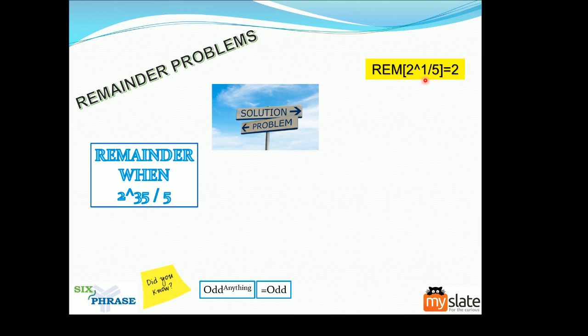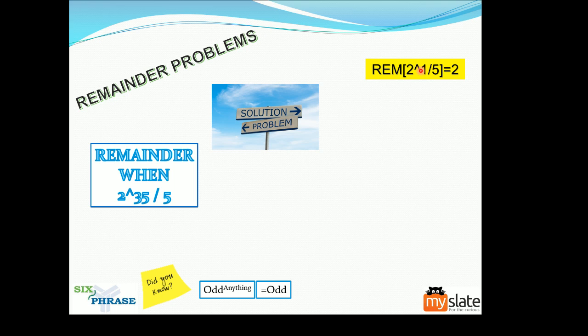Just now I told you something about the dividend being less than the divisor. So if the dividend is less than the divisor, here what is the dividend? It is 2 power 1. 2 power 1 is nothing but 2. Here the dividend is less than the divisor. So in the end, what do you get? You get a remainder which is equal to the dividend.